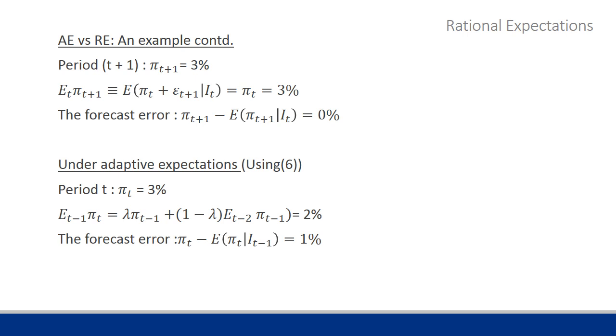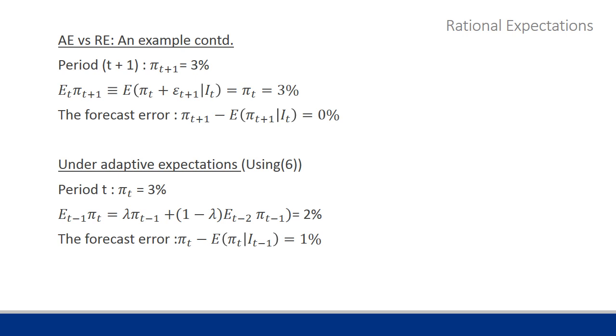In the next period, inflation remains at 3%. So in pi t it was 3%, in pi t plus 1 it was 3%. Our expectation of pi t plus 1, E pi t plus 1, is equal to pi t, what it was in the previous period. And that's equal to 3%. So there's no forecast error, and rational expectations has caught up after one period.